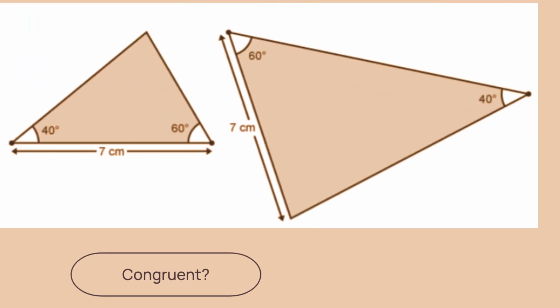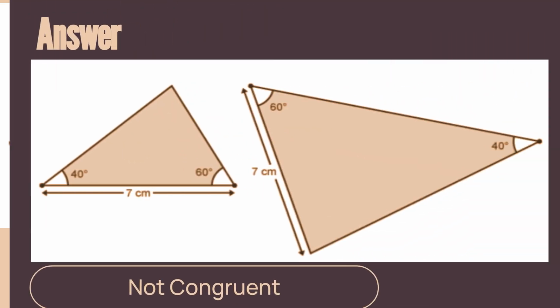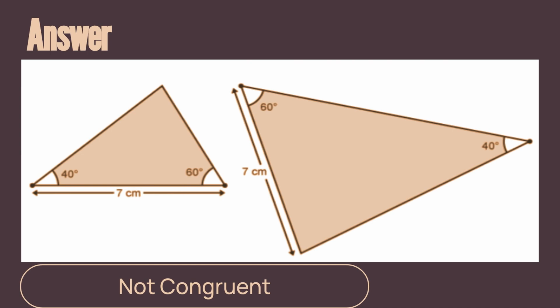State whether the two triangles are congruent. Give a reason to support your answer. No, these triangles are not congruent. On the left side, the 7 centimeters length is between the angles 40 degrees and 60 degrees. On the right-hand side, it is not.